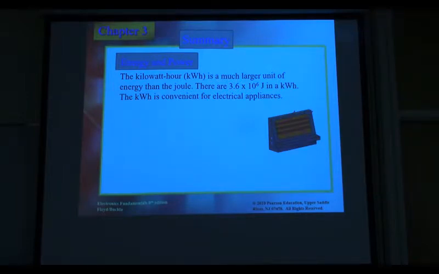The joule is very small, right? Move one apple to 1 meter. So kilowatt hour is much larger than this. So 1 kilowatt hour equals 3.6 times 10 to the 6, which is 3.6 million joules.